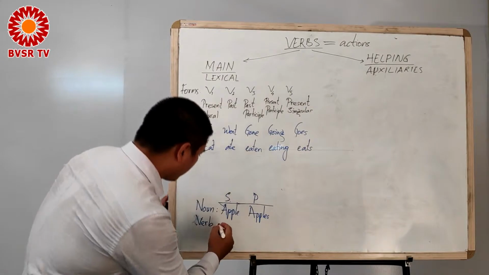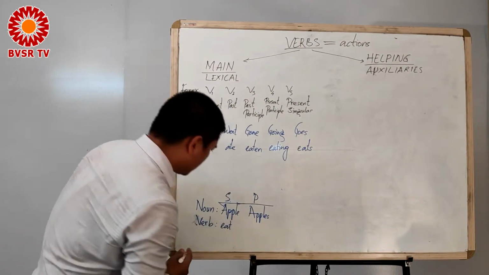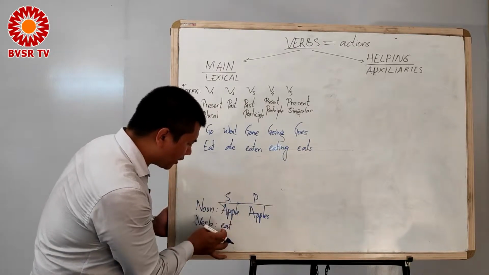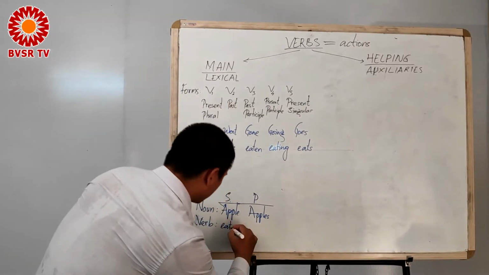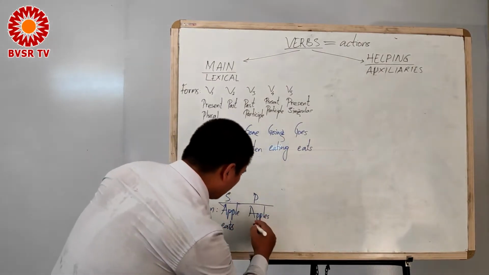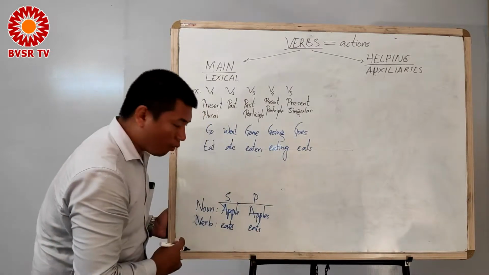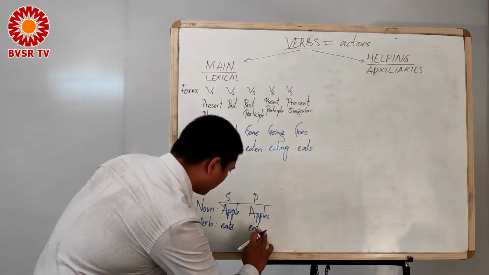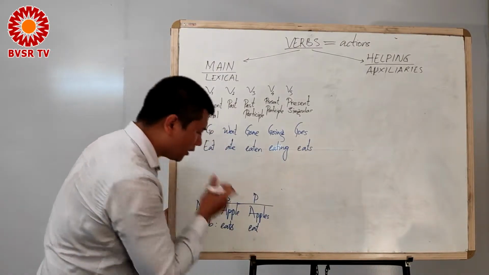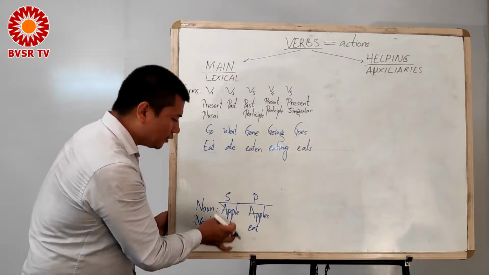So in the case of a verb, if you say eat and you say that it is singular, then it is wrong. Why? Because it should be eats. And if you say eats is plural, then it is wrong. Why? Because in the case of a verb, in the case of an action, it should be plural, and its form with s should be singular.